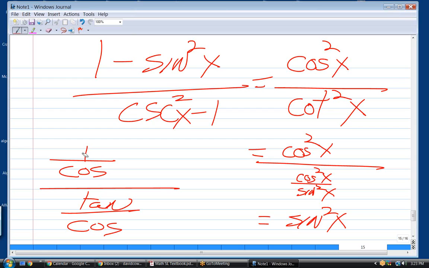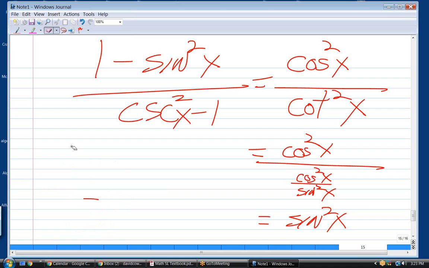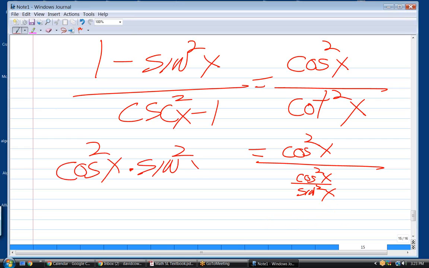Well, regardless, because of that, I don't like to think of crossing them out. The way I'm doing this problem is I'm flipping the denominator and I'm multiplying. That's the way I'm doing it. So it's going to be cosine squared x times sine squared x over cosine squared x. Now you can see exactly what you have.